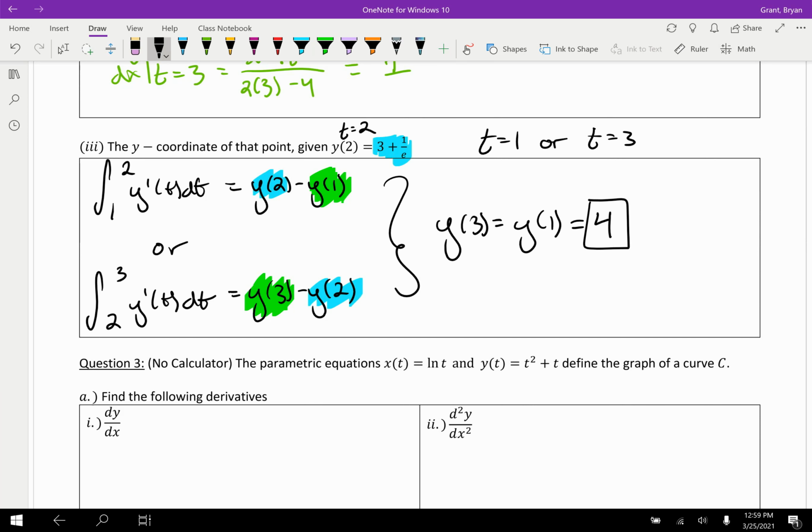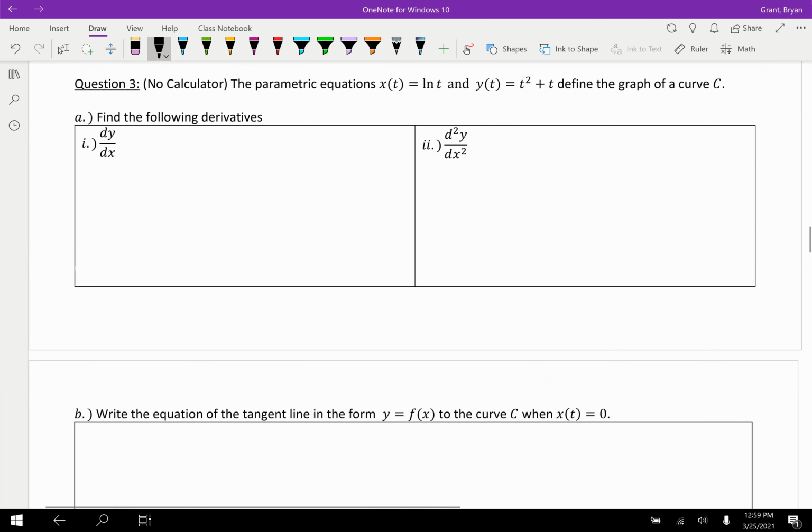All right, last parametric equation question. We're given two parametric equations. This is a no calculator question, and we're asked to find the following derivatives. Full disclosure, I may have made this problem up to test you on other things. I couldn't remember where it came from. But let's find some derivatives.